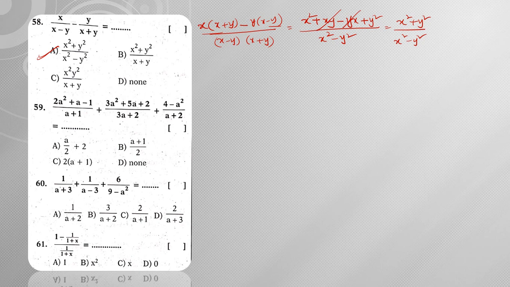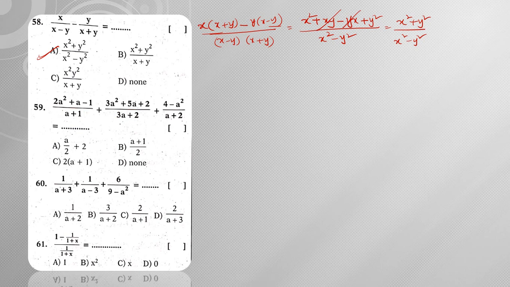Next, what about question number 59? So again write 59 as, so if you observe these carefully, so 2a square plus a minus 1. Now denominator you are having a plus 1, here the denominator is containing 3a plus 2, here the denominator is containing a plus 2.